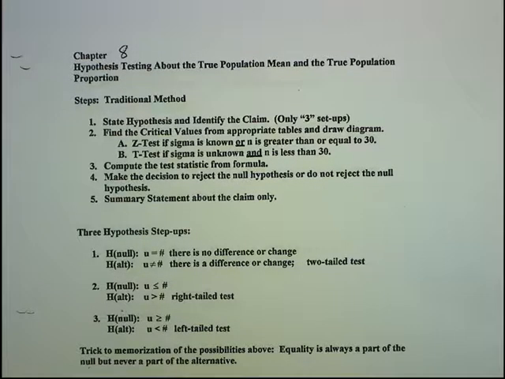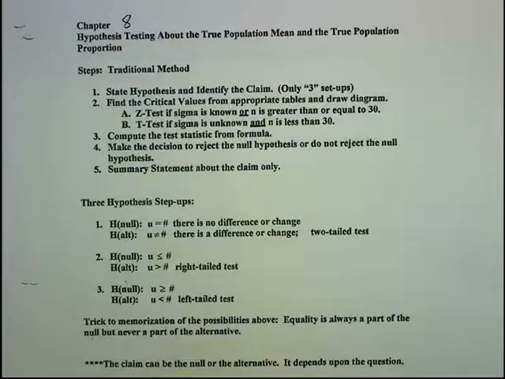Hypothesis testing can be broken into 5 steps. There are 2 methods, traditional method versus the p-value method. For every section of Chapter 8, I will first teach you the traditional method, and then I will teach you the p-value method. Regardless of method, the answer, or what I would say the decision and the summary statements, will be the very same for every single word problem.